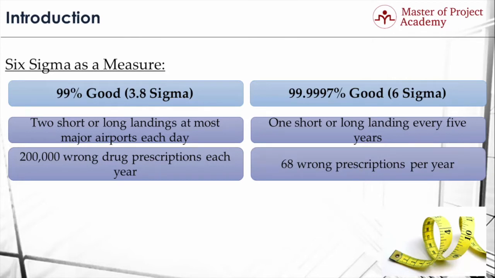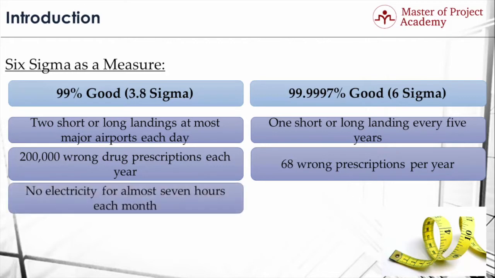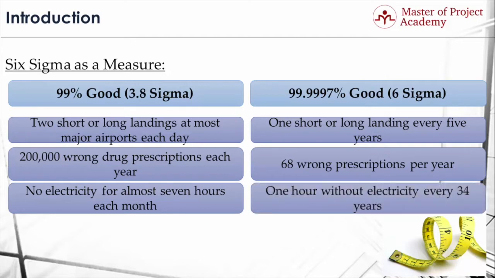And the last example is 3.8 sigma corresponds to no electricity for almost 7 hours each month. 6 sigma corresponds to 1 hour without electricity every 34 years. These examples are self-explanatory. You should have got the insights of quality levels of different sigma levels and how Six Sigma aims to reach perfection.